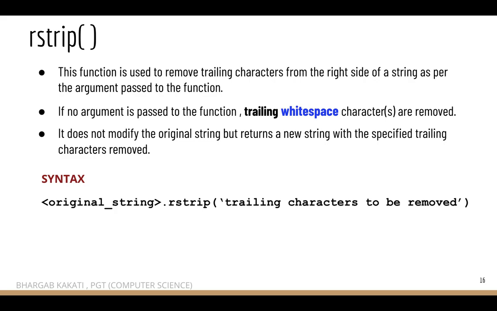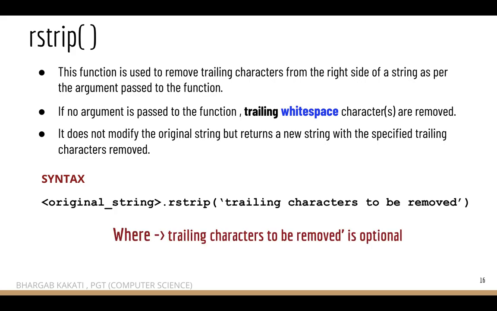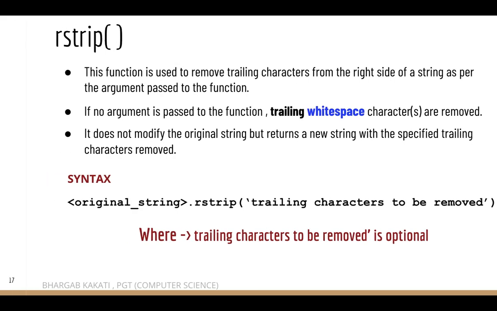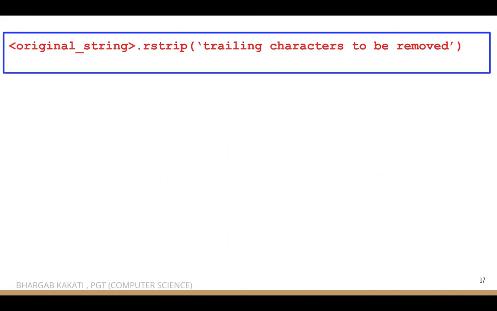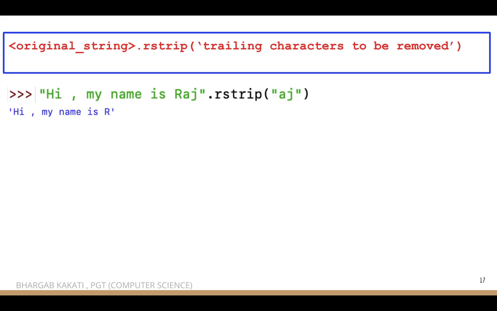This is the syntax: original string dot rstrip and the trailing characters to be removed. Trailing means characters from the right side, leading means characters from the left side. I'm going a bit fast because it's similar to the previous function. So let's take you through some examples. This is the syntax, and then if I write "hi, my name is Raj".rstrip("aj"), "aj" is present as the trailing characters. So in the output, "hi, my name is R" will be displayed. "Aj" is being stripped here.